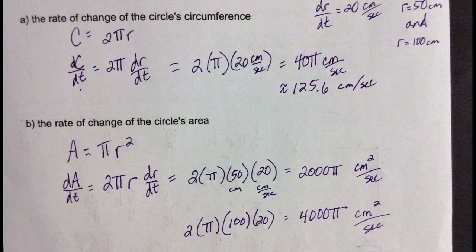Okay, so what did I do? I made an equation. I identified what I had. I took the derivative with respect to time, and then I just filled it in. And I did that for circumference, and I did it for area.